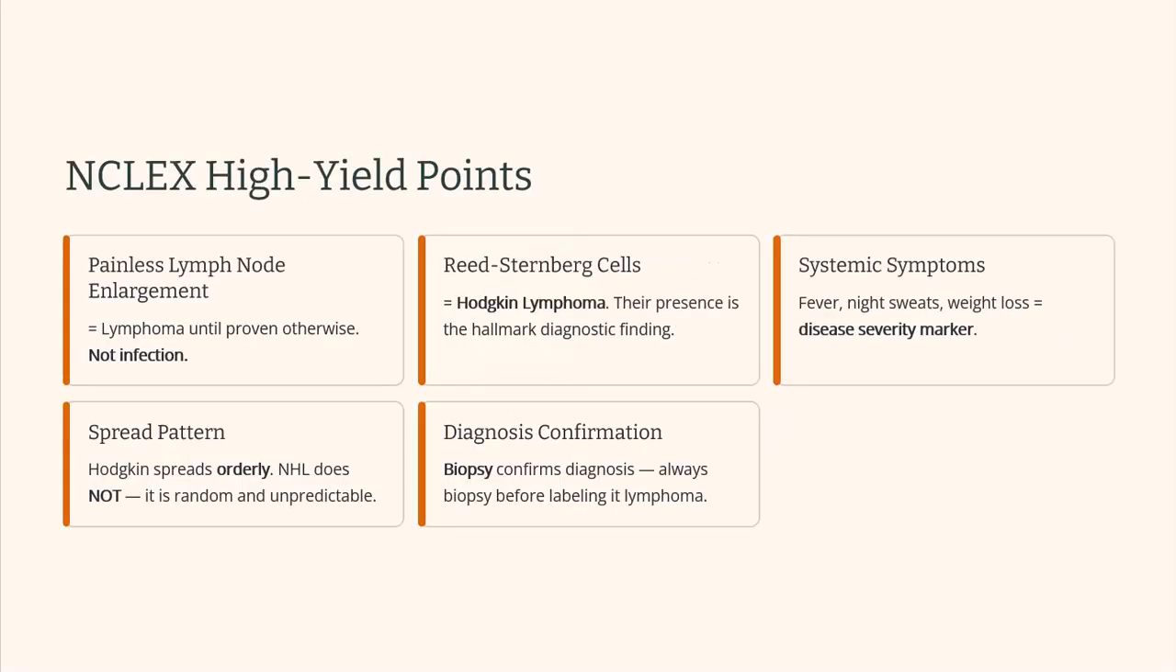Some key points. Remember, if your patient has a painless lymph node enlargement, we're worried about lymphoma until proven otherwise. If they do a biopsy and Reed-Sternberg cells are present, that would be indicative of Hodgkin lymphoma. If not, non-Hodgkin lymphoma. Remember to assess your patient for systemic symptoms, also known as B symptoms, which include fever, night sweats, and weight loss. Remember, Hodgkin spreads in an orderly fashion, while non-Hodgkin's is random and unpredictable. And then lastly, remember that biopsy is going to be the definitive diagnosis. So lymph node biopsy will be what's done to give us a diagnosis of lymphoma.